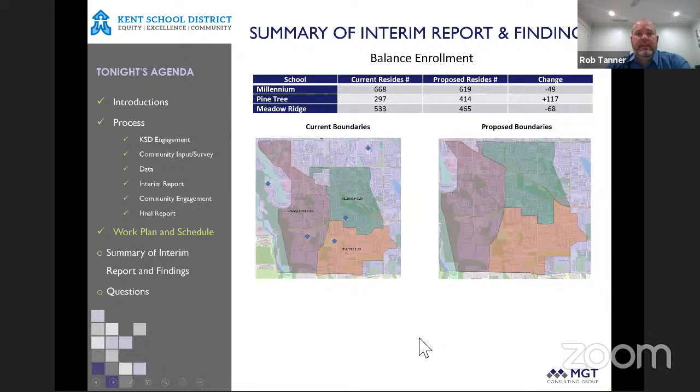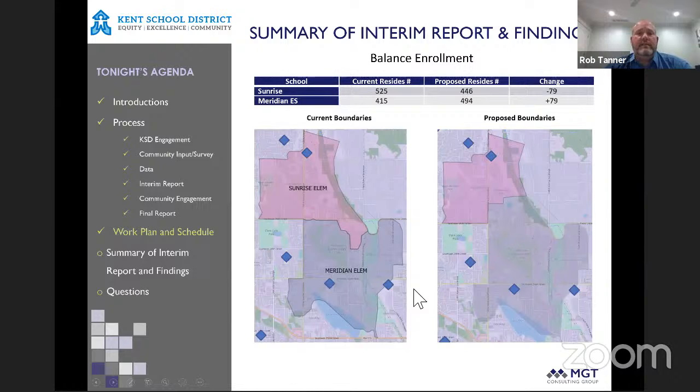And here's Millennium, Pine Tree, and Meadow Ridge. And then I also would say there was this little island, and there's several apartment complexes here, and it was chopped up amongst several schools. I think Pine Tree was one of them that had a little border. So we've adjusted to eliminate that. So even with the changes in the boundaries, we were able to balance the enrollment a little bit and eliminate those island boundary areas so that students could go to their nearest school, or at least as close as we possibly could.